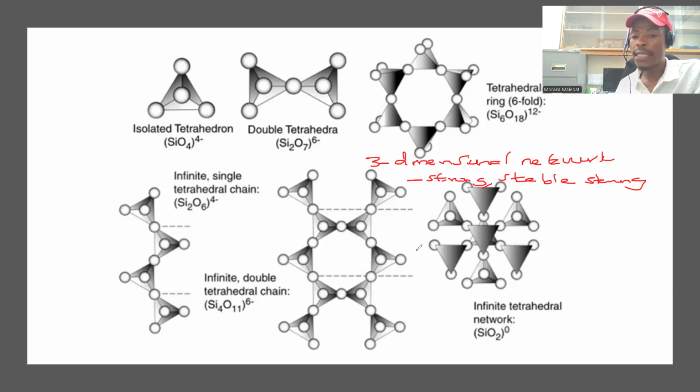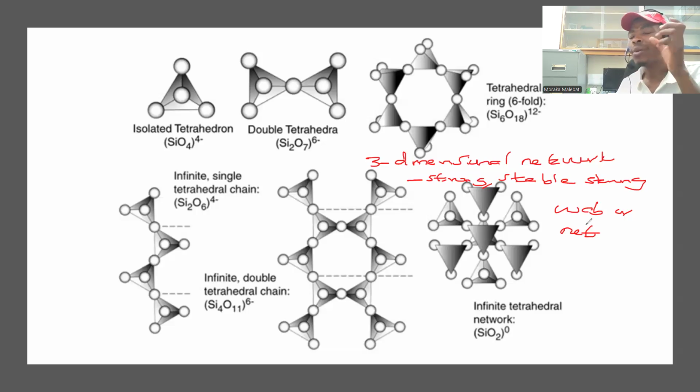So if you look at this structure, it is an infinite tetrahedral network. You can picture this as a web, or maybe a net, which is made up of interconnected pyramids that would form a solid 3D shape. So these pyramids are in the form of a web or a net.